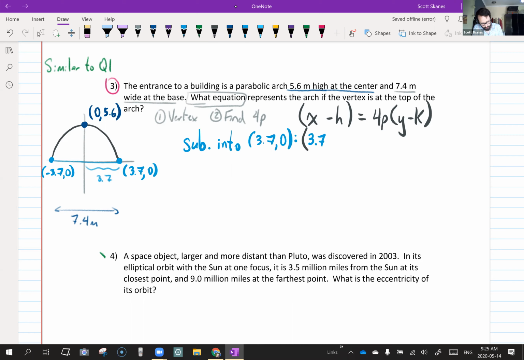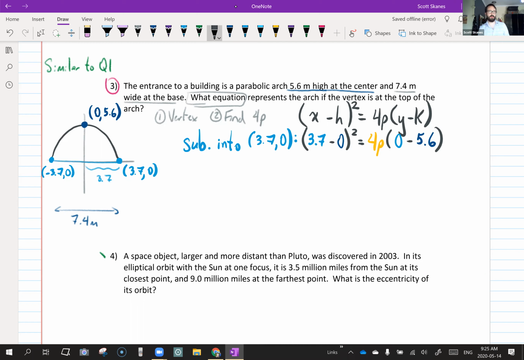Oops, this is not even the right formula. Never done that before. x minus h, minus 0, square it. 4p is what we're looking for. What's my y value? 5.6. No, my y value is 0. Trying to keep my colors consistent so you can follow. And then 5.6 is my y value of the vertex.